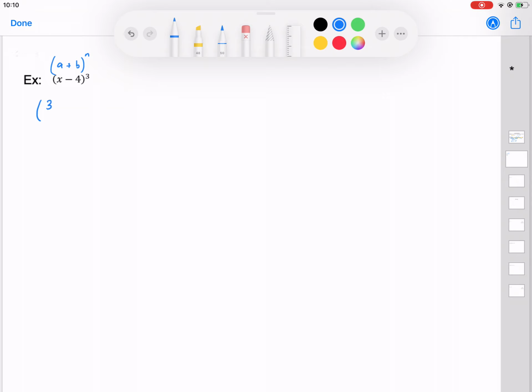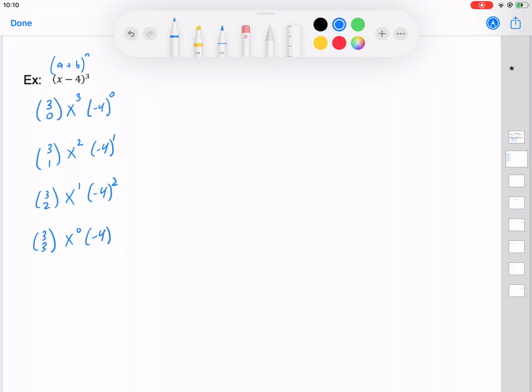So our n is 3, so we're going to start with 3 choose 0. And then the next one would be 3 choose 1, 3 choose 2, and 3 choose 3. Our a is x, so all these will have x's on them. And we'll start with x to the third, x to the second, x to the first, x to the 0. Our b is negative 4. And we'll start with 0 for the first exponent, then 1, then 2, then 3. And then we just have to simplify.